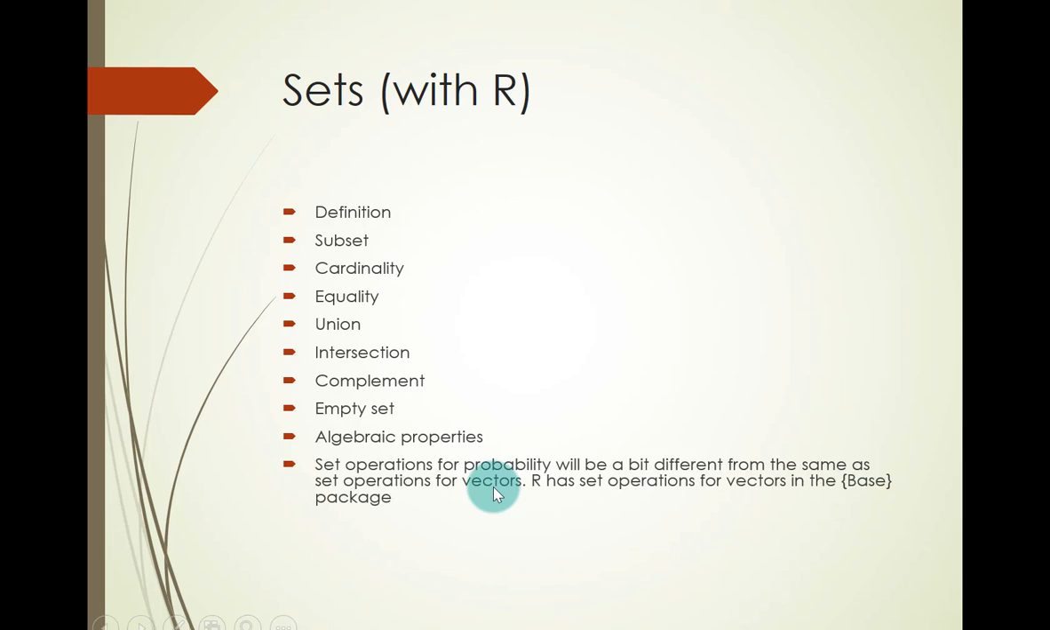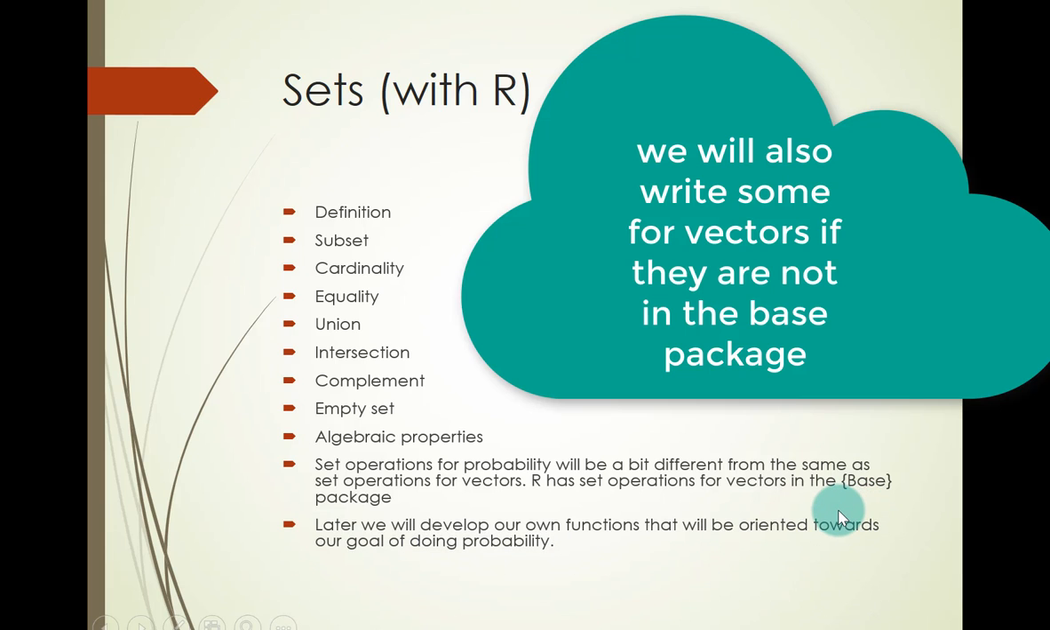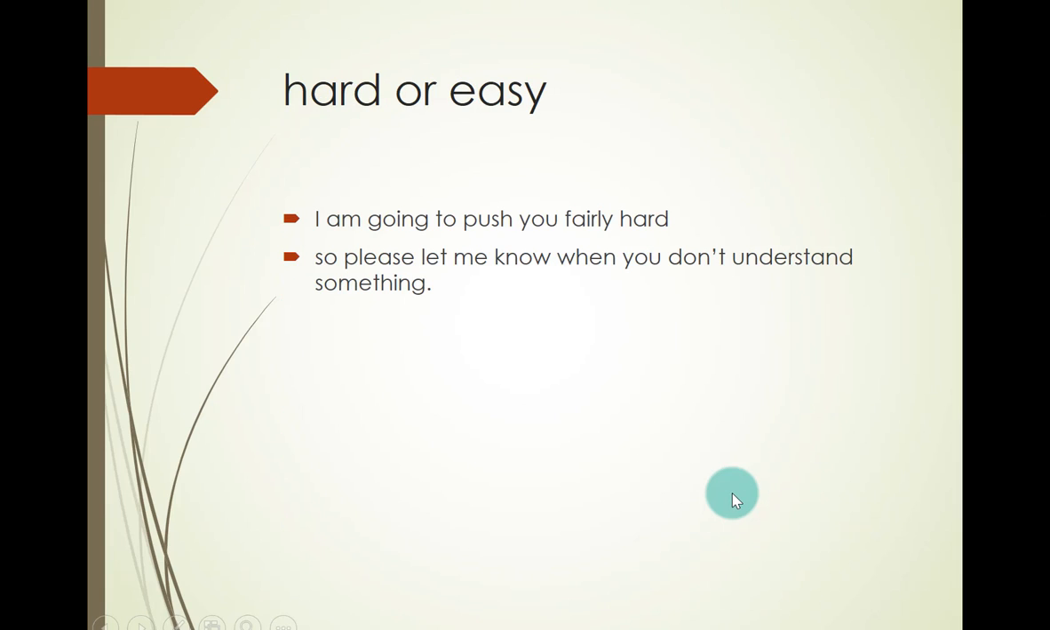Set operations for probability will be a bit different from set operations for vectors. So R has set operations for vectors in the base package, but we'll have to rewrite a little bit for our purposes. So later we'll develop our own function that will be oriented towards our goal of doing probability. So please let me know if you don't understand something.